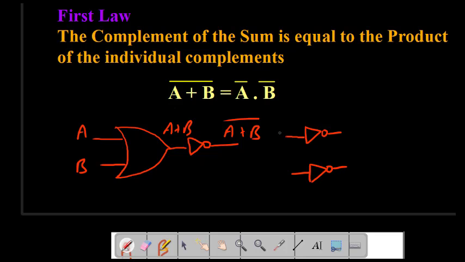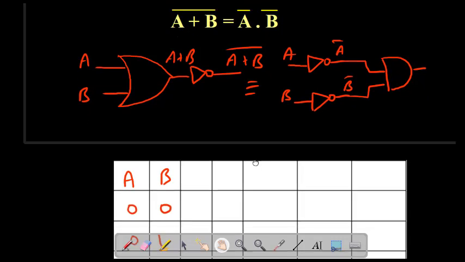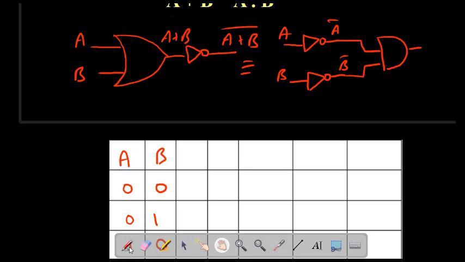So this is A, this becomes A bar, this is B, this becomes B bar. Now we have to take the AND. So here we have the AND. So both are equivalent. This is what DeMorgan's law says. Let us verify them. So what we have to prove is, in this case, this, and this is equal to this, (A or B) the whole bar.